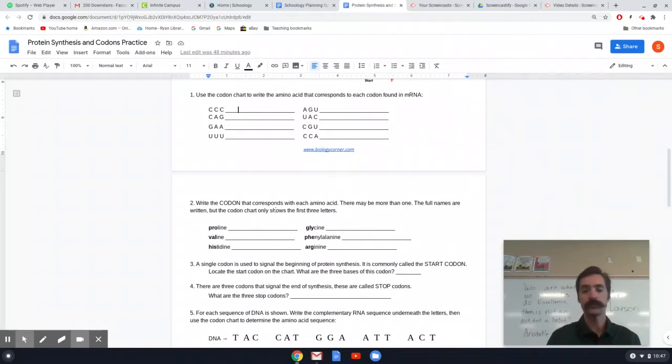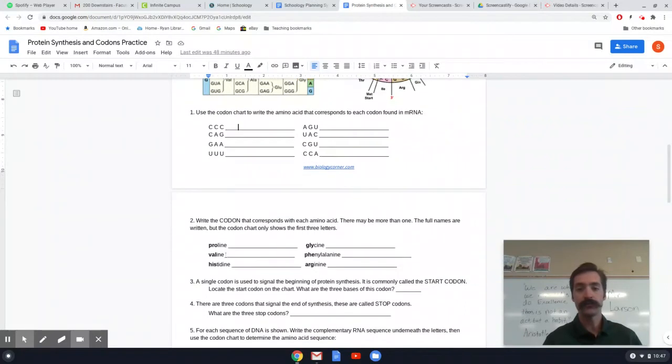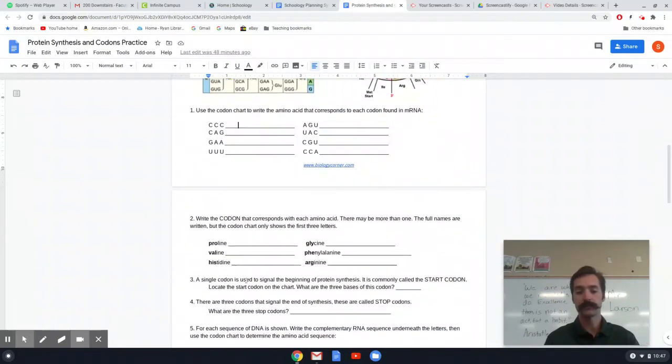Remember, start in the middle and work your way out. Write the codon corresponding with each amino acid. So basically you have these amino acids, and now you need to figure out what the codon for the mRNA is of that amino acid.